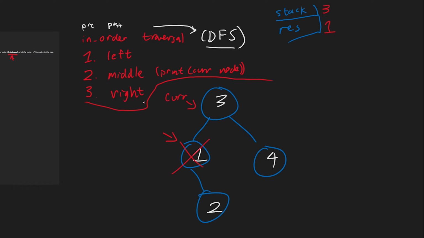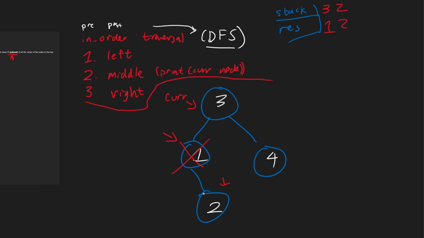We're going to go to the right. Okay, so the right is 2. Now our pointer is pointing at 2. Go ahead and add that to our stack. So 2 doesn't have a left. It does have a middle, so we go ahead and process that. We add 2 to our result.